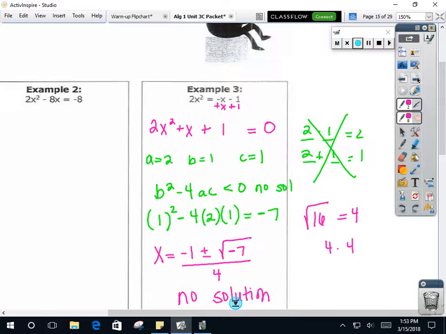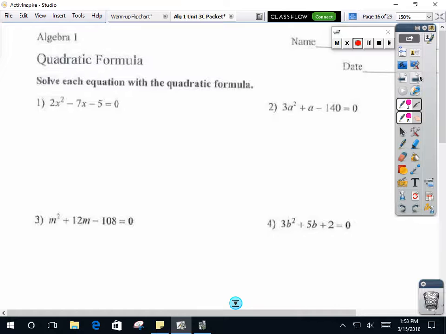All right, go to the next page. Okay, number 1, quadratic formula. First, we identify the A, the B, and the C. What is the A? What is the B? And what is the C? -5. Then you take those numbers and you plug them in the discriminant formula, which is B squared minus 4 times A times C. In the B place, we put a -7. In the A place, we put a 2. And in the C place, we put a -5. Now calculate that so you'll know what your discriminant is.